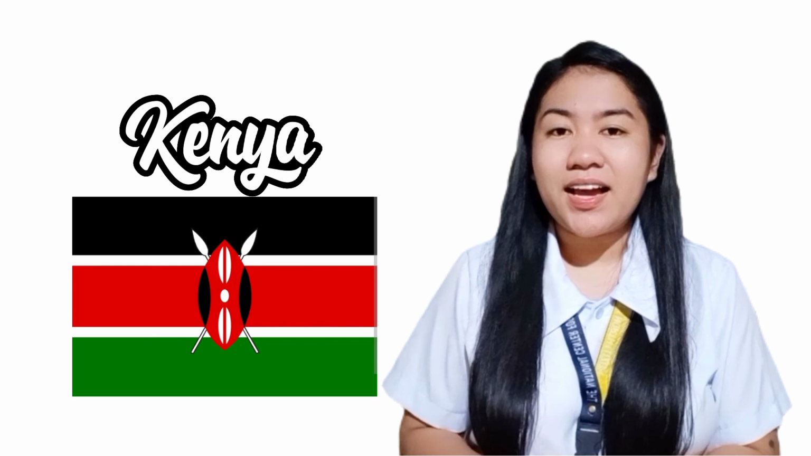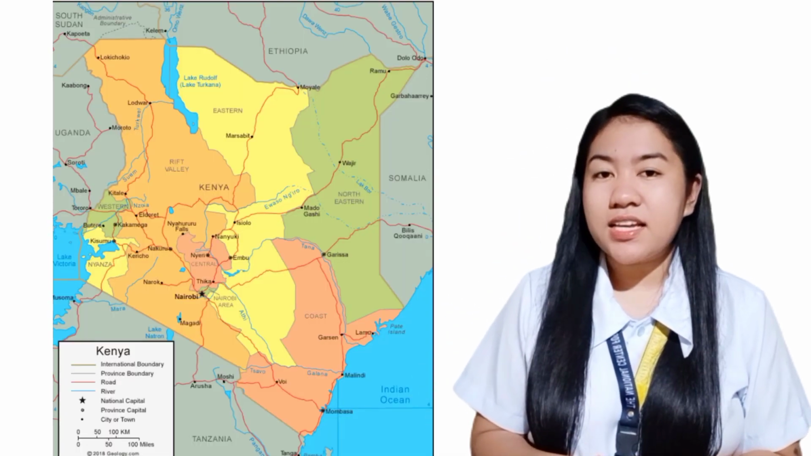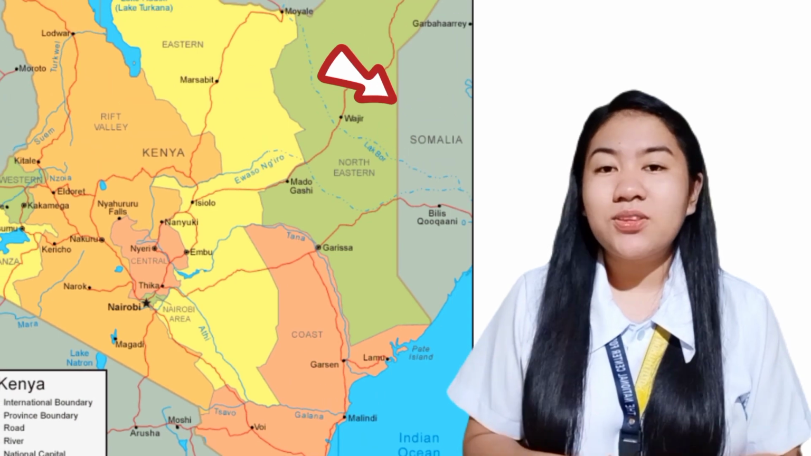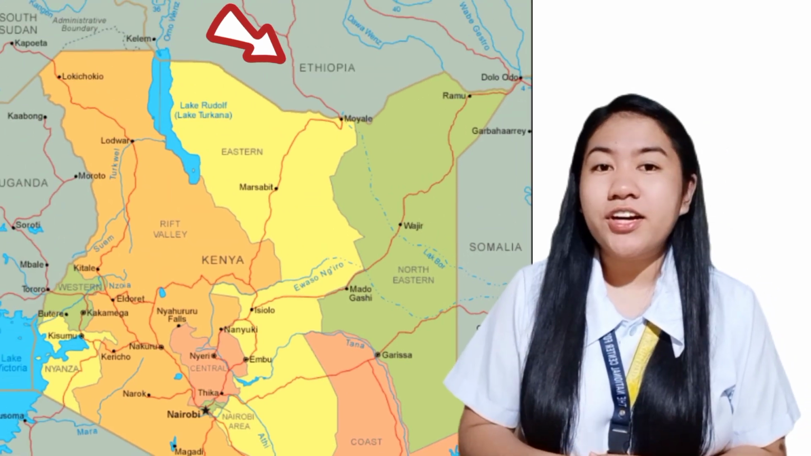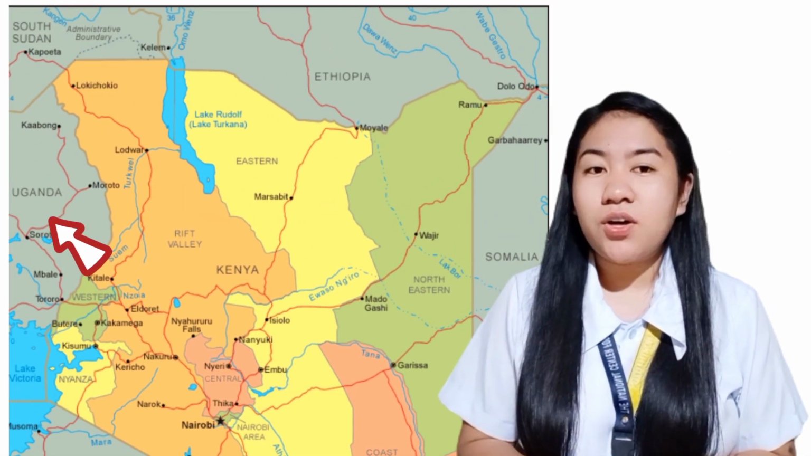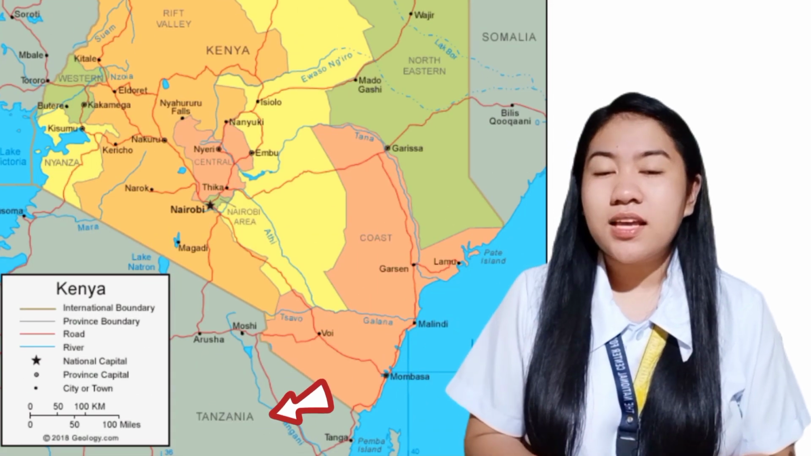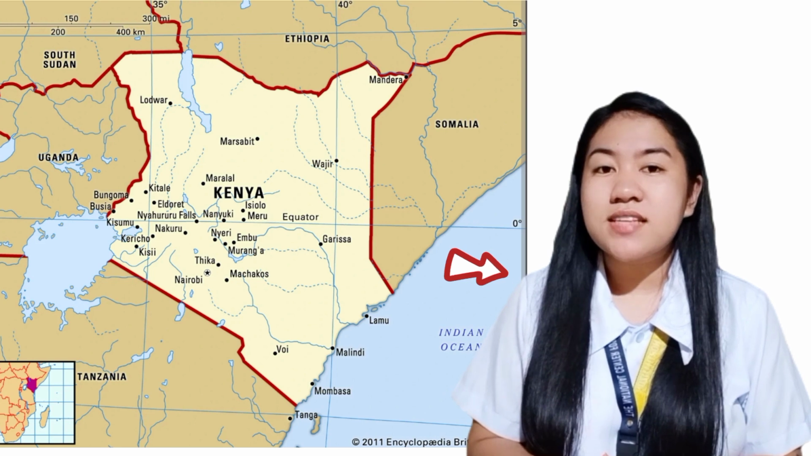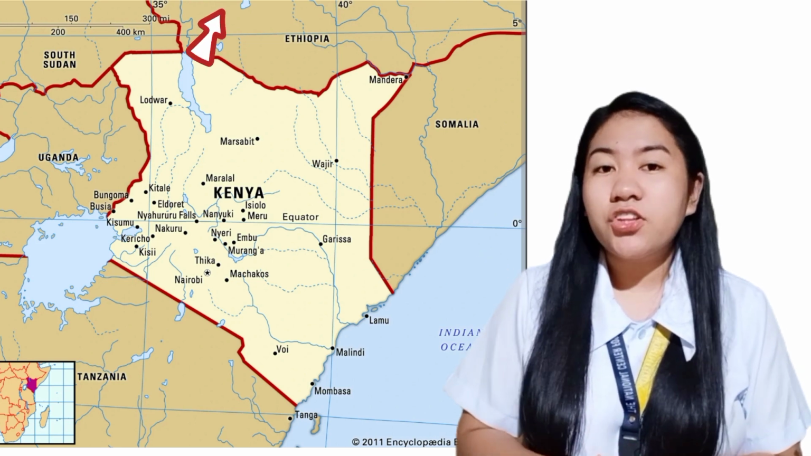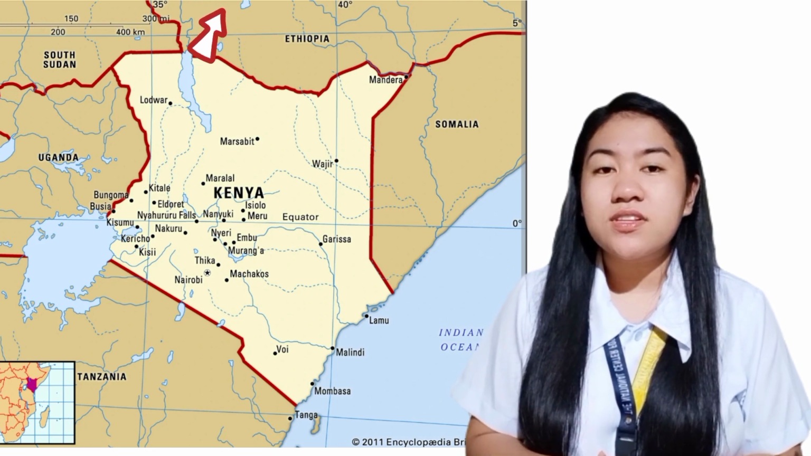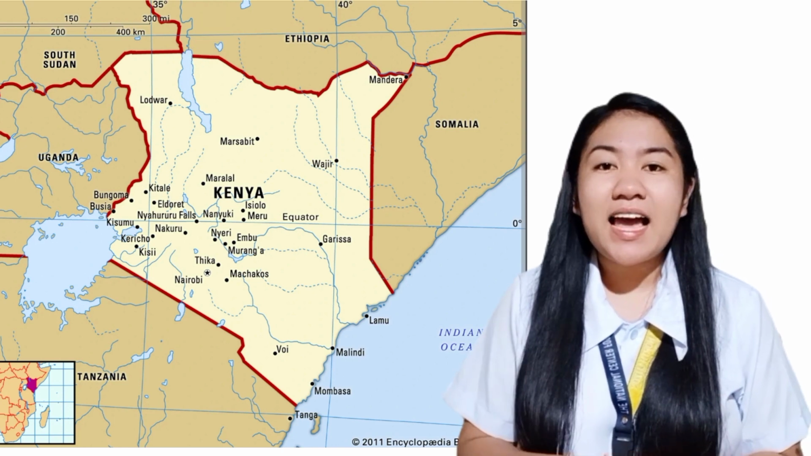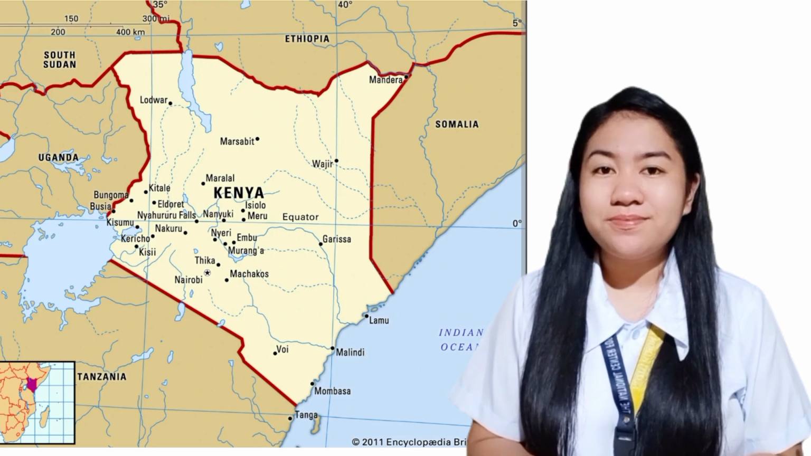Next is Kenya. Kenya is located in eastern Africa, which is bordered by the Indian Ocean, Somalia to the east, Ethiopia to the north, South Sudan and Uganda to the west, and Tanzania to the south. Its absolute location is 0.0236 degrees south, which is the latitude, and 37.9062 degrees east, which is the longitude. And of course, Kenya lies astride the equator.